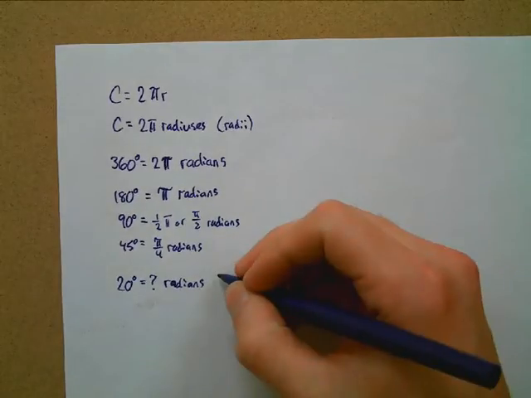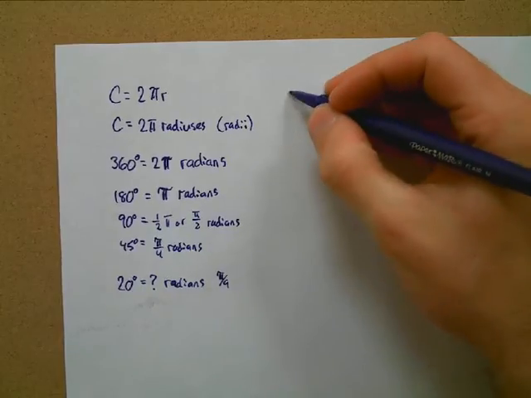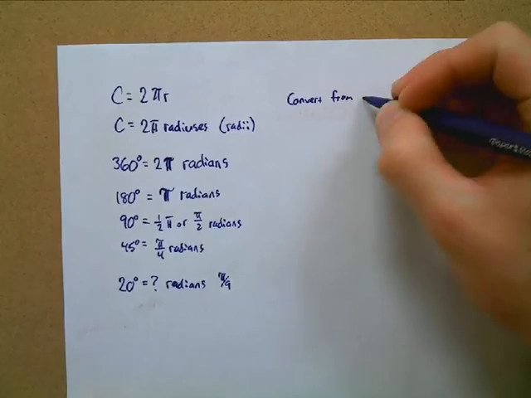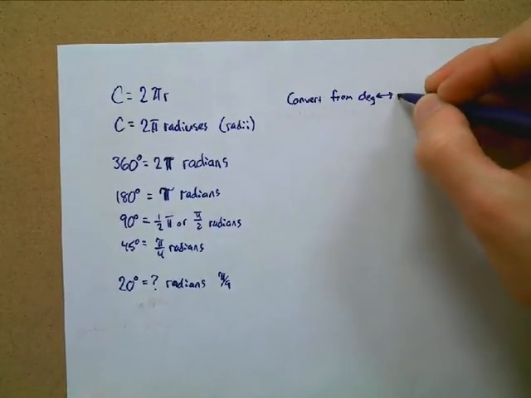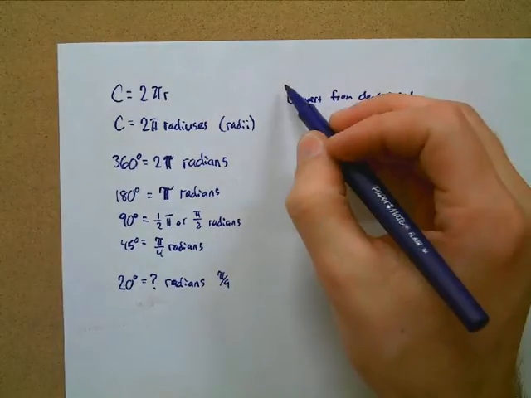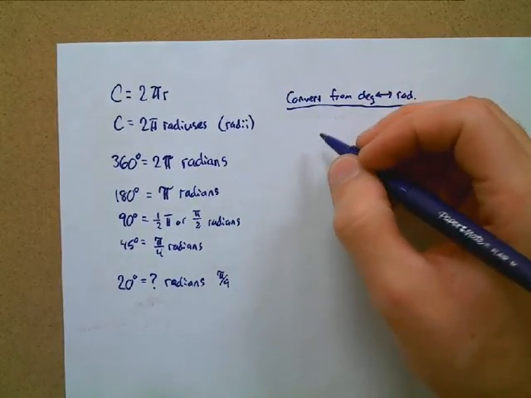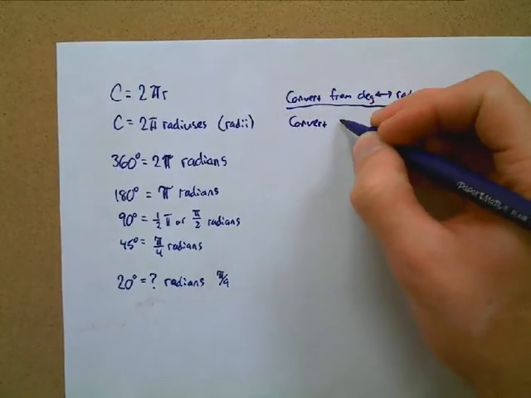Okay, pi over 9. But what about again? We want to be able to convert back and forth from degrees to radians and radians to degrees. That's why I'm putting the arrows in both directions. Okay, so how are we going to do that? Well, let's say again we want to convert, and now I'll make it harder. Let's say I want to convert 21 degrees to radians.